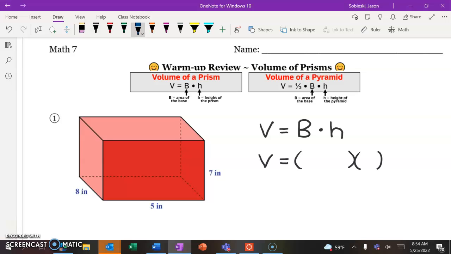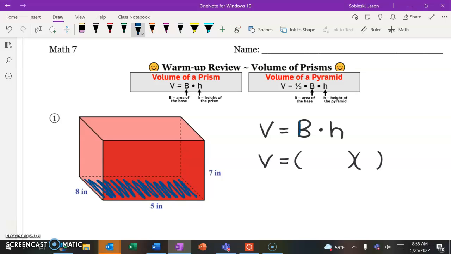to plug in is B, which again is the area of the base. So again, in a prism, the base is the side or the face that gives the prism its shape. So in order for it to be a rectangular prism, the base must be a rectangle. So for instance, we can use the bottom side as the base. So that would be the rectangle with dimensions 8 inches by 5 inches.